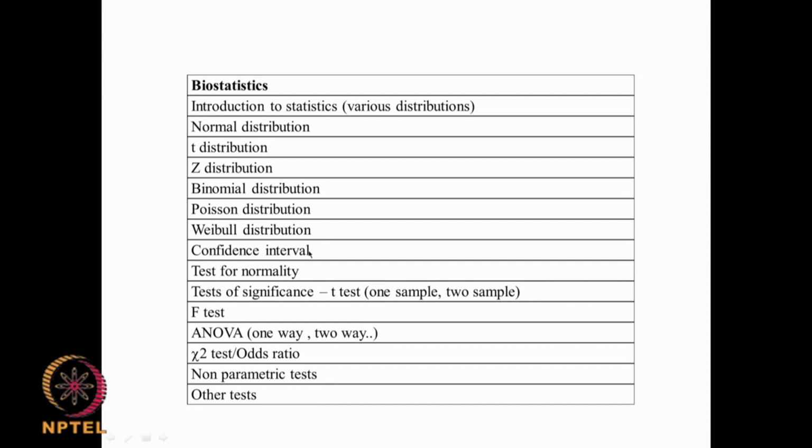Then we are going to look at something called confidence interval, test for normality, test of significance, different types of tests, T test, F test, ANOVA test, and under T test you have one sample T test, two sample T test, and then we are also going to look at chi-square test or chi-square distribution. Then we are going to look at non-parametric test, another type of tests that are possible in biostatistics which does not need to have a normal distribution.